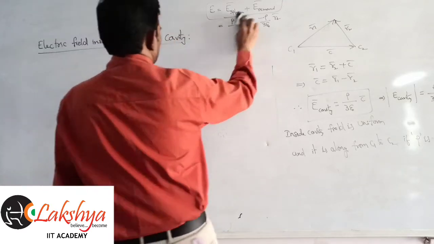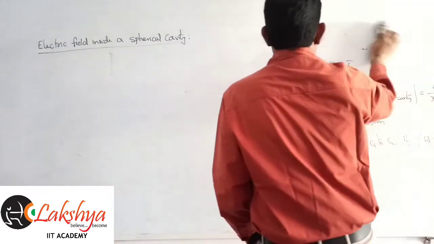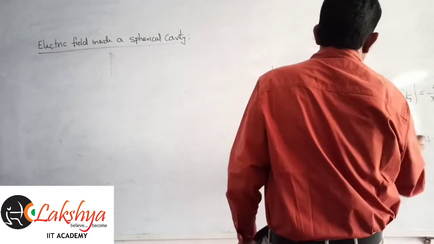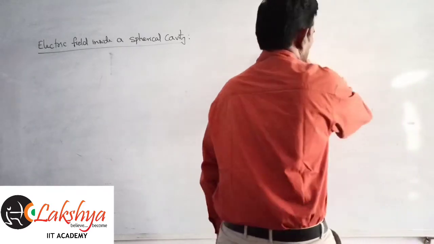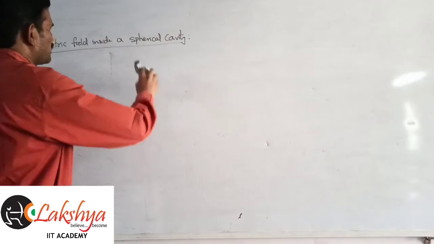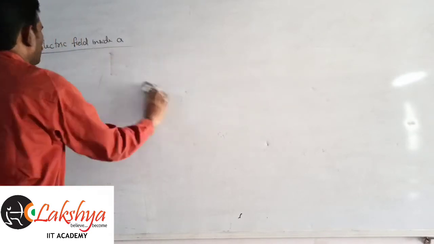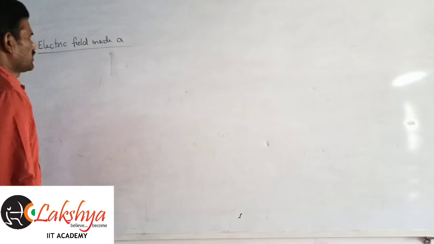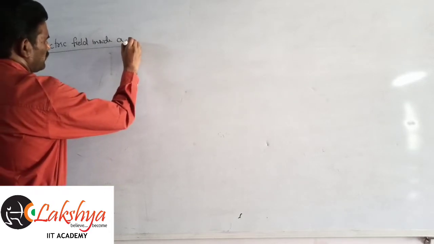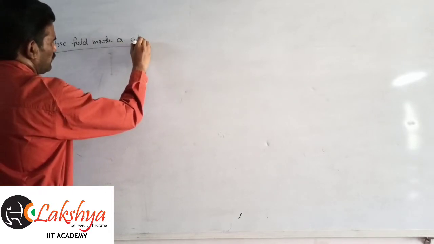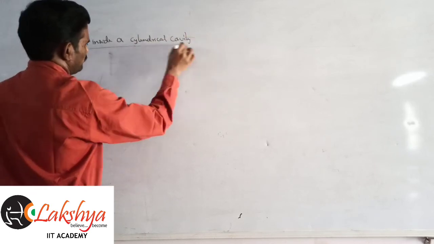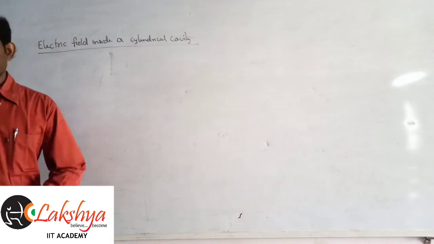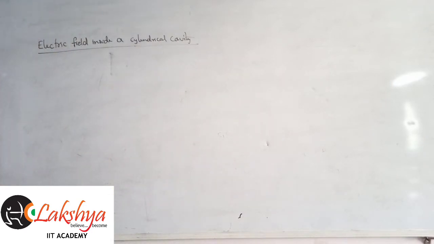The same process will be there for the cylindrical cavity also, but only the formula is different here. The intensity of the electric field inside the cylinder is different. What is the formula for inside the cylinder? So let us say the electric field inside a cylindrical cavity. We'll change the marker. So inside a cylindrical cavity.